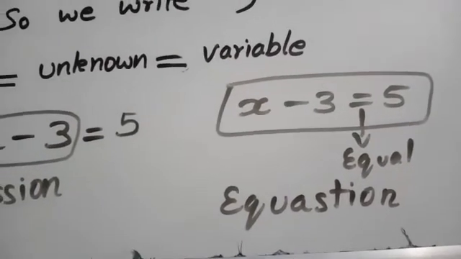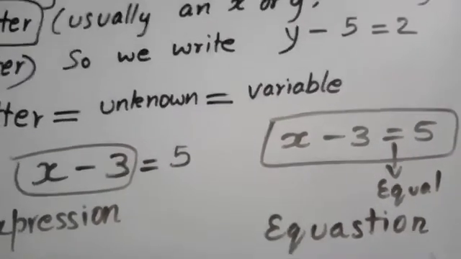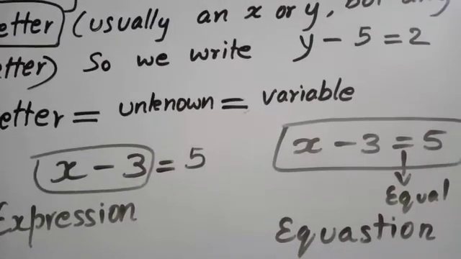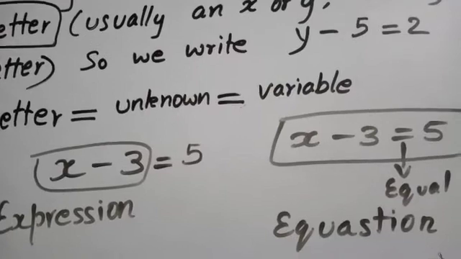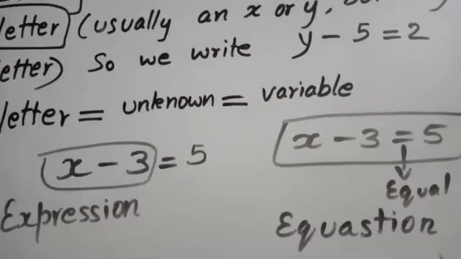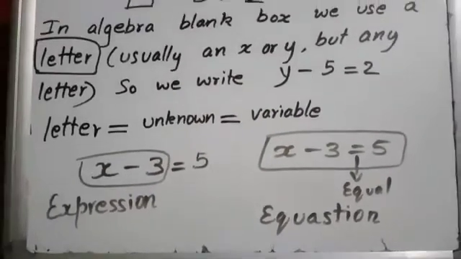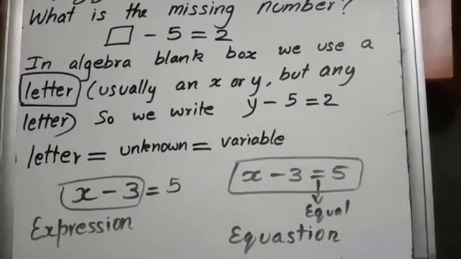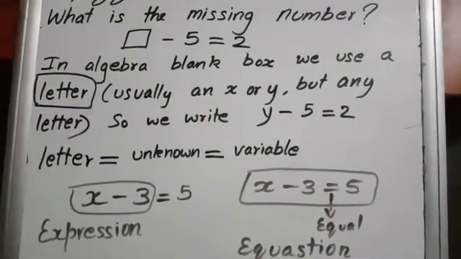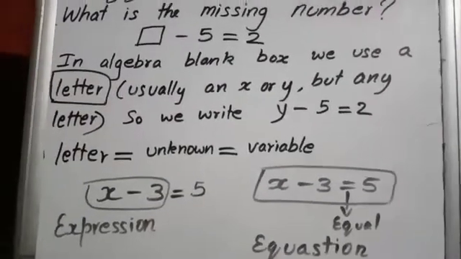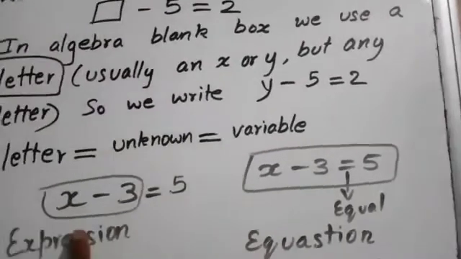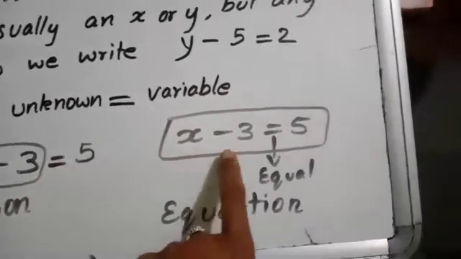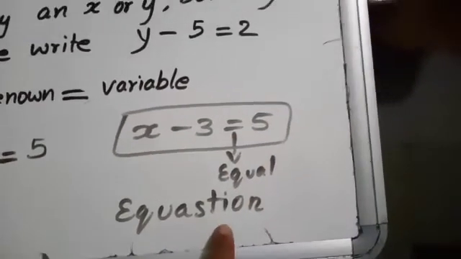Dear students, hope you understood what algebra is, and it is just like a puzzle. You can consider it a game, and you can enjoy this subject algebra, finding the unknown value. It is very interesting to learn, my dear students. So after saying this, x minus 3 is equal to 5, x minus 3 is one of the equations.